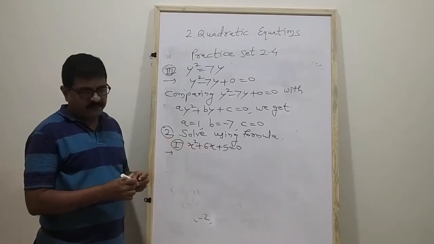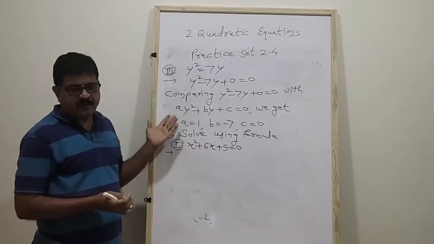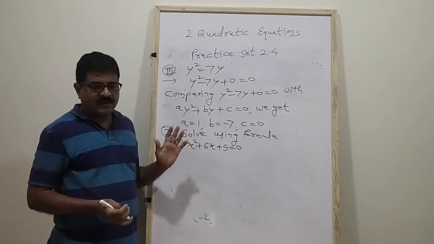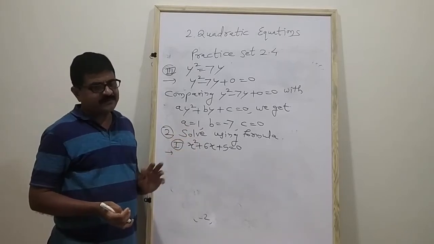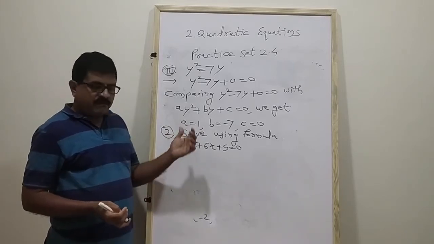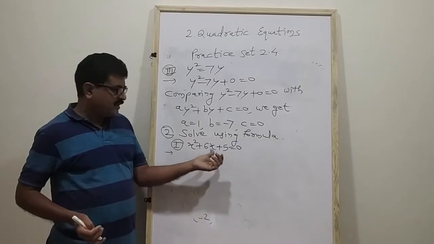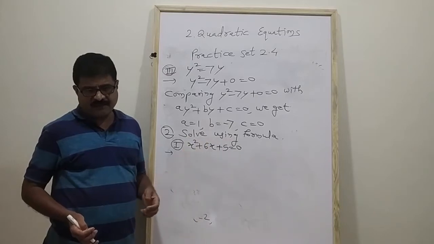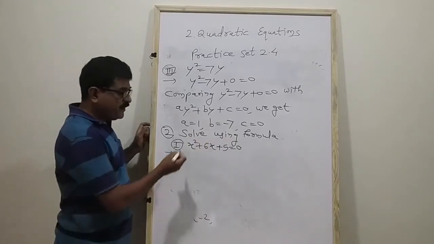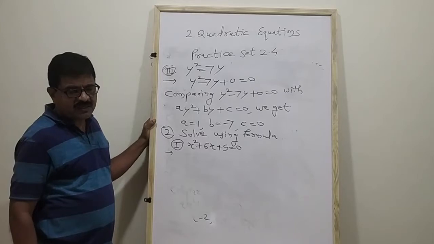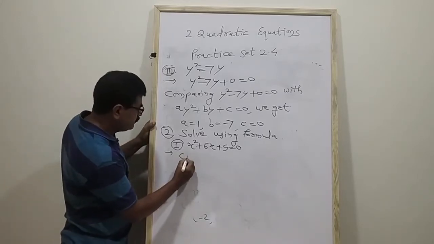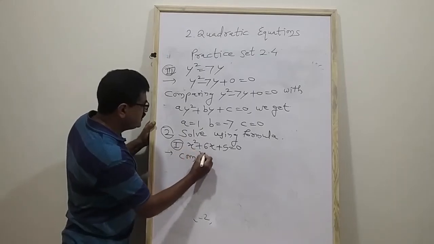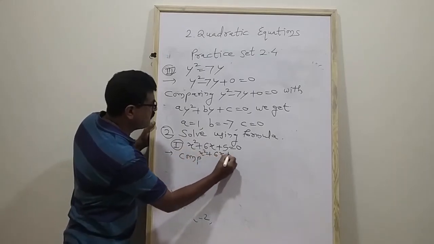Now we know the formula. We proved this formula. The formula is x is equal to minus b plus or minus square root of b square minus 4ac upon 2a. But we have to use that formula. Therefore, for this, first we have to write the values of a, b, c. Therefore, comparing the given equation with the general form. First write down the given equation as it is, that is x square plus 6x plus 5 is equal to 0.